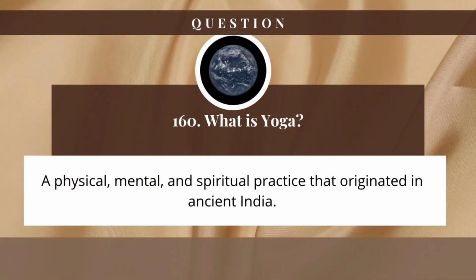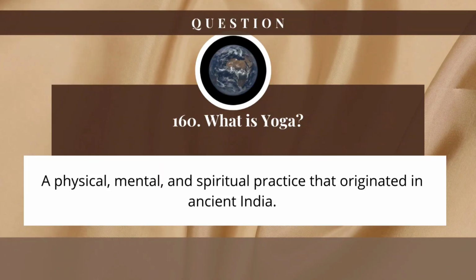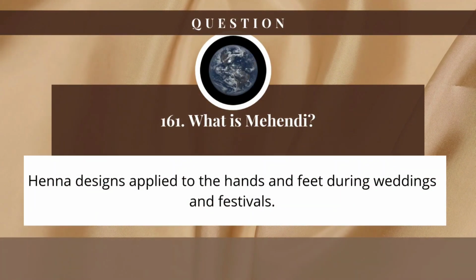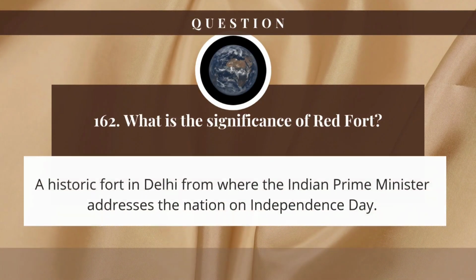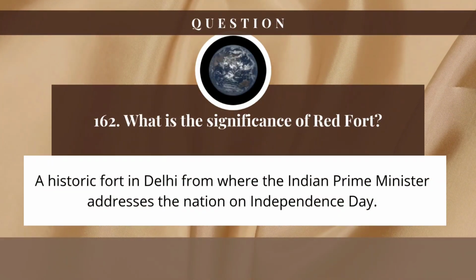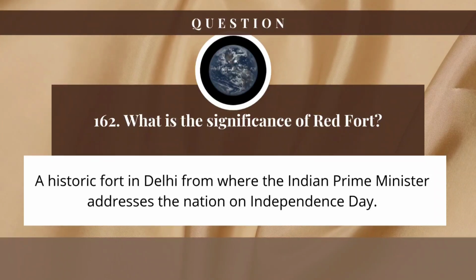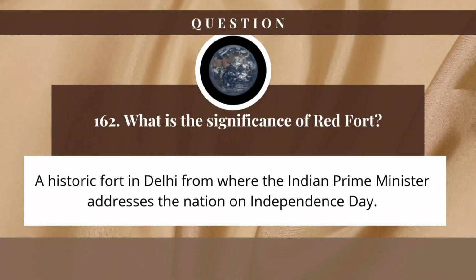160. What is yoga? Answer. A physical, mental, and spiritual practice that originated in ancient India. 161. What is Mehndi? Answer. Henna designs applied to the hands and feet during weddings and festivals. 162. What is the significance of Red Fort? Answer. A historic fort in Delhi from where the Indian Prime Minister addresses the nation on Independence Day.